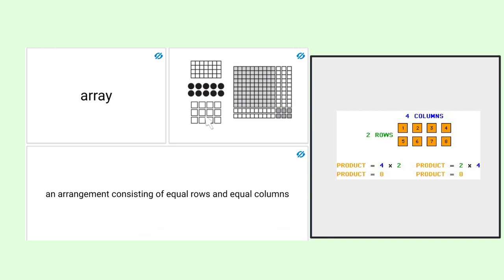An array can be defined as an arrangement consisting of equal rows and equal columns. So here we have a couple of arrays. This one is 2 by 5, which would equal 10. This one is 4 by 7, 4 times 7. This one is 3 by 4. And then this one is multiple different arrays put together. Over here, we can see our array model using 2 rows of 4 columns, which would equal 8. The product, 4 times 2, is 8, which would be the same as 2 times 4.